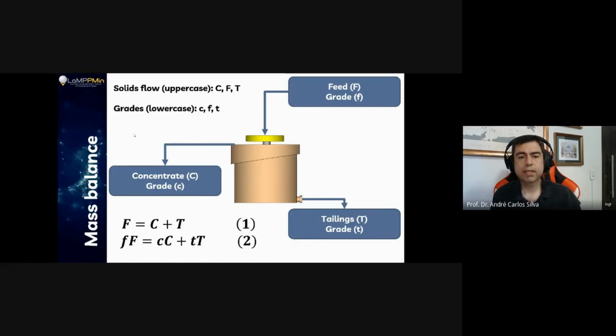So by the same analogy, I'm going to use the concentrate being capital C as tonnage, and the lowercase c for the grade. And the tailings, I'm going to use the letter T, okay? And the first equation that we can draw about this is the feed is going to be equal to the concentrate plus the tailings. And by using this equation number one, I'm going to talk only about solids.